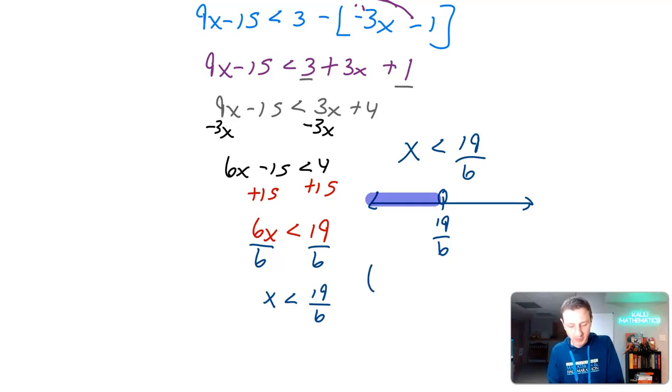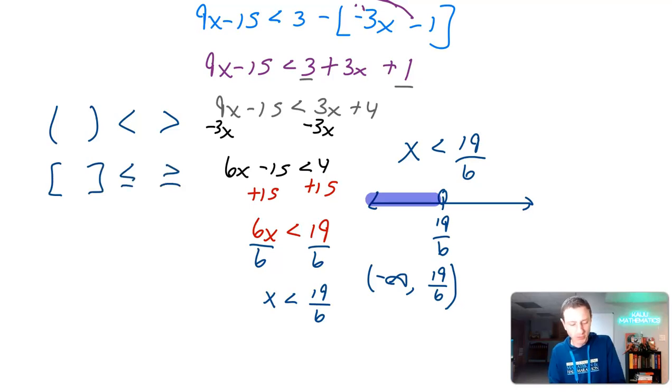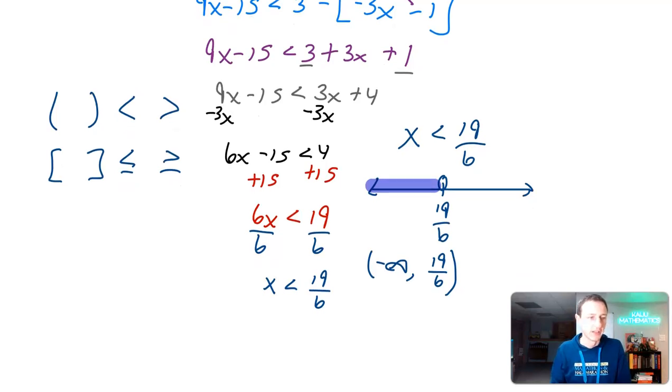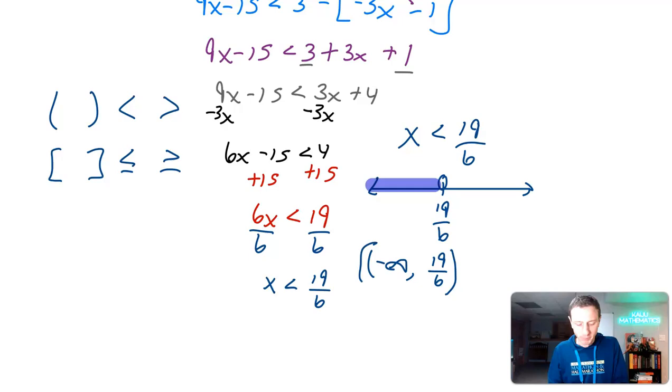The interval here would be negative infinity all the way up to 19 over 6 with a parentheses. We use parentheses when we are saying strictly less than or strictly greater than. We use brackets if we are saying less than or equal to or greater than or equal to. But in this case, it's strictly less than, so we just use parentheses. And even with less than or equal to or greater than or equal to, you wouldn't ever put a bracket on infinity, because you can't cap infinity. So that would always be a parentheses. But that's not our problem, I just wanted to talk about that a little bit.